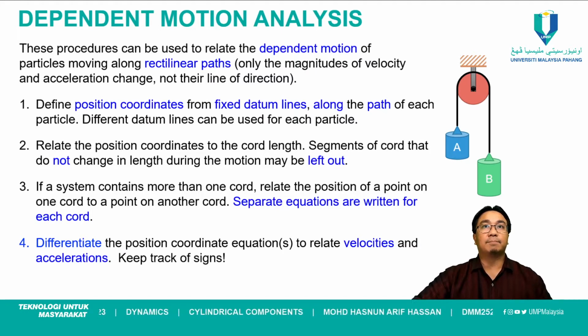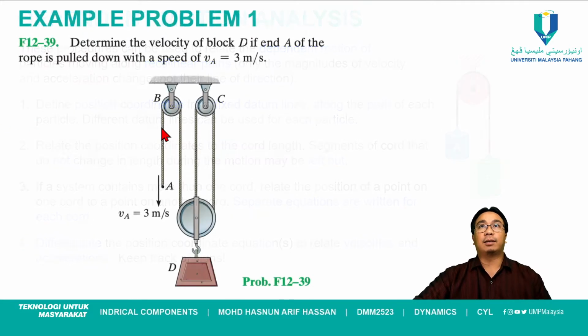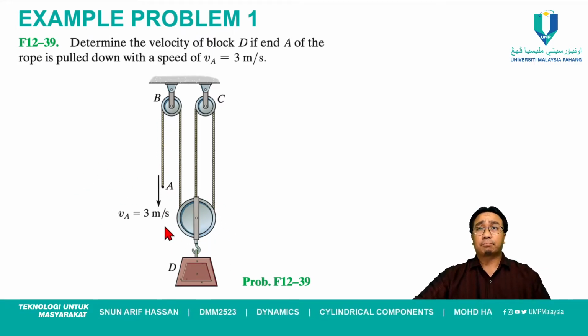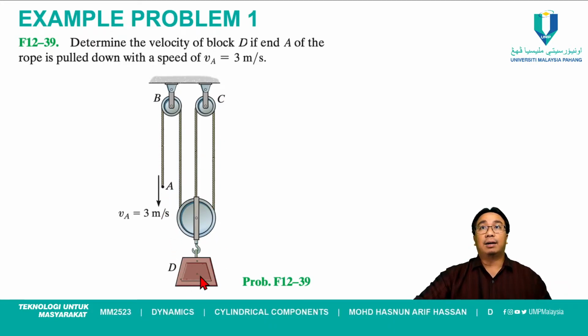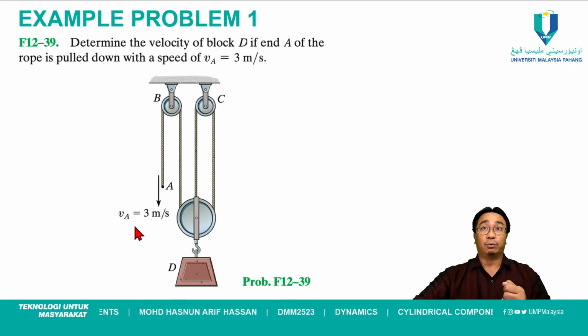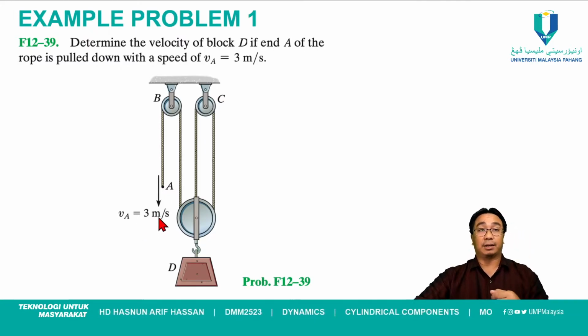Tak ada, eh? Okay. So kalau you tak ada soalan, let's look at this problem. Example problem 1. Okay. So ini dah tak sama dengan yang tadi. As you can see, there are one object and then there is one pulling force di point A. So point A is basically moving down with velocity of 3 meter per second.